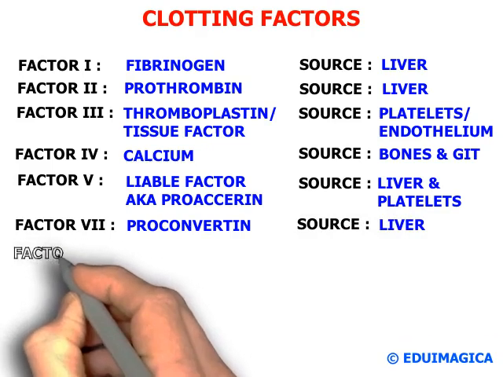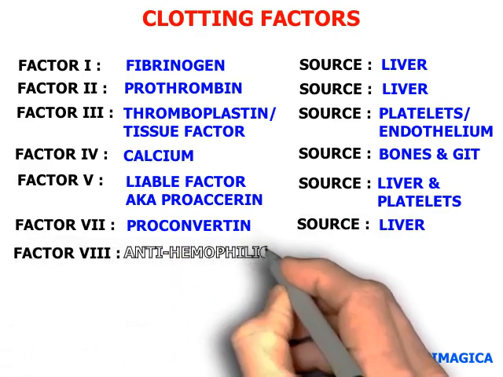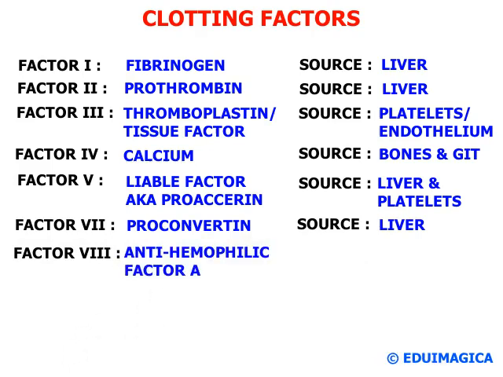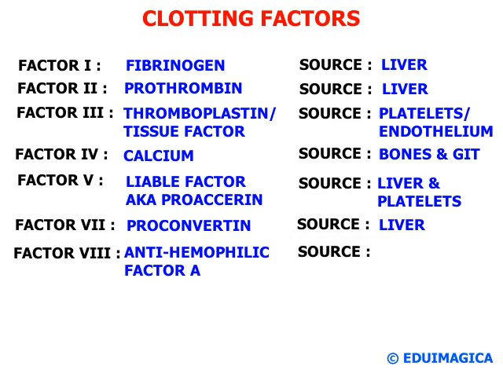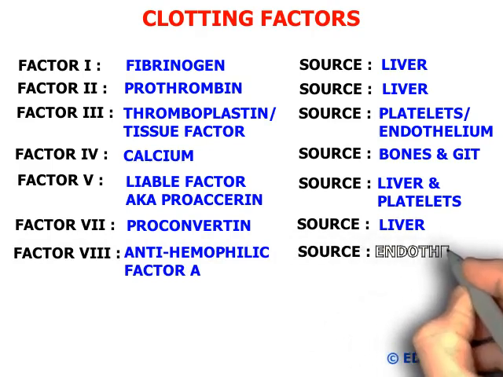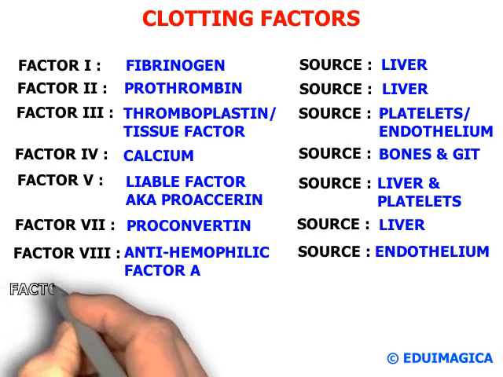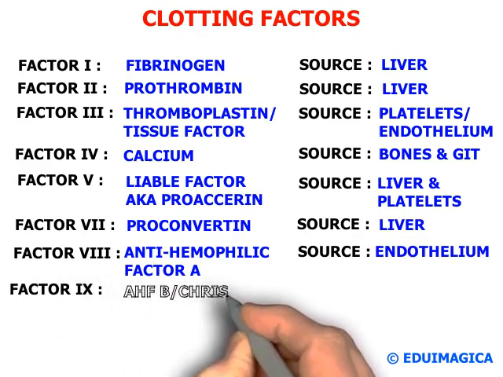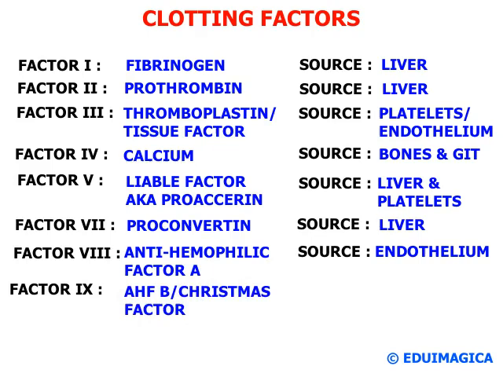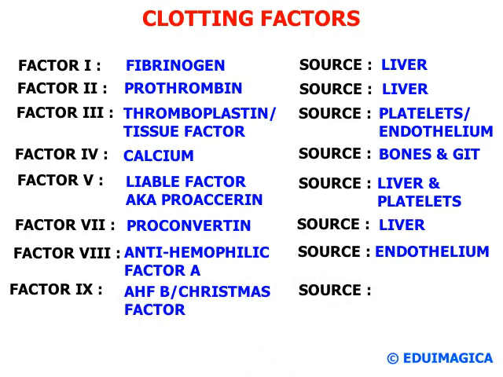Now moving on to the next factor, the factor number 8. The factor number 8 is known as the anti-hemophilic factor A. The source for the factor number 8 is endothelium, and the deficiency of factor number 8 results in classic hemophilia. Moving on to the next, the factor number 9. The factor number 9 is also known as anti-hemophilic factor B or the Christmas factor. The source for the factor number 9 is liver.